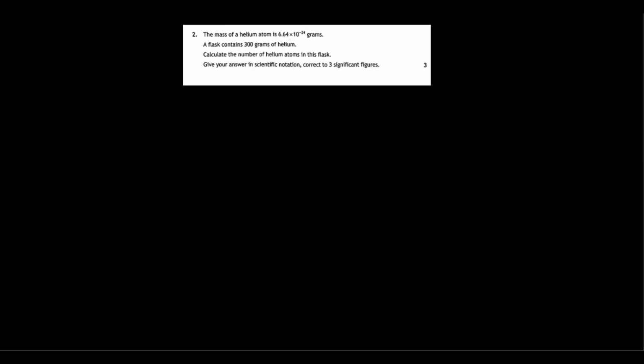Okay, so this is the total weight of the atoms, the total mass of the atoms. And then this is the mass of one atom. So to get the number of atoms, we would just do 300 divided by 6.64 times 10 to the minus 24. And that would give us one atom.